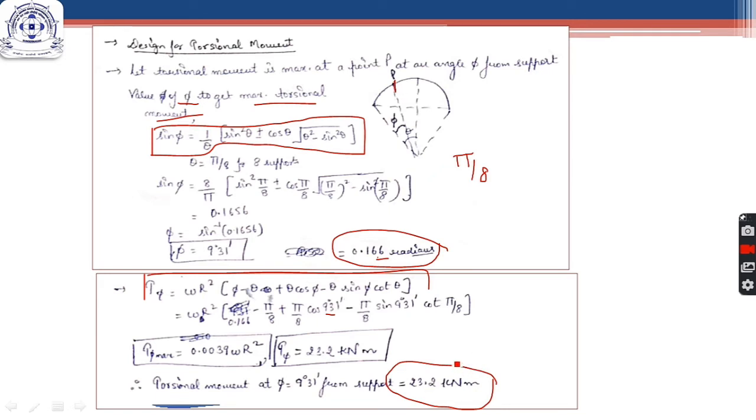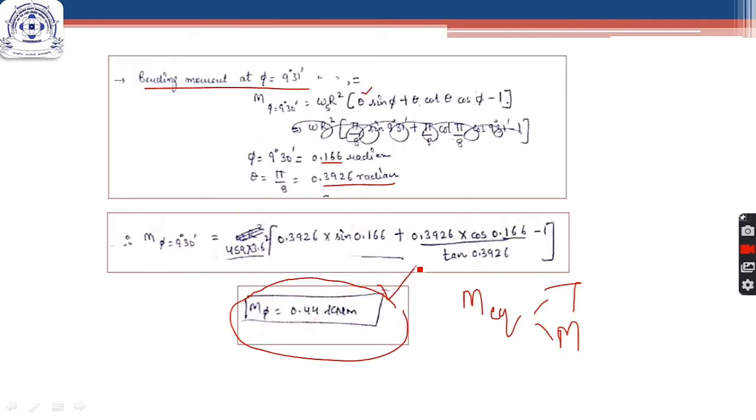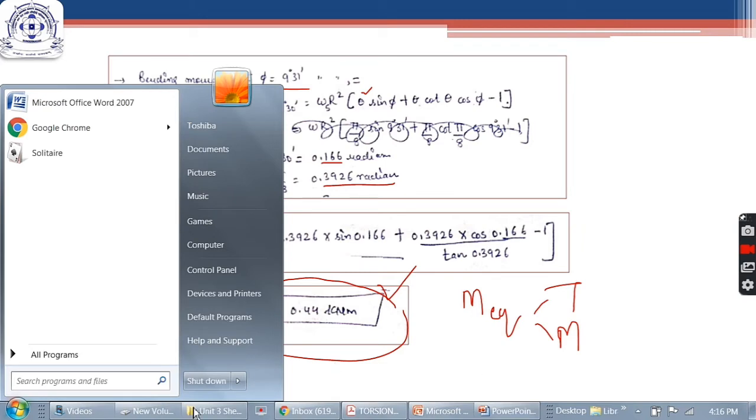So now we have got the value of torsional moment at phi equal to 9 degree 30 minutes and the bending moment at phi equal to 9 degree 30 minutes. Now I will show you how we design the torsional reinforcement. For this I will open another PDF.